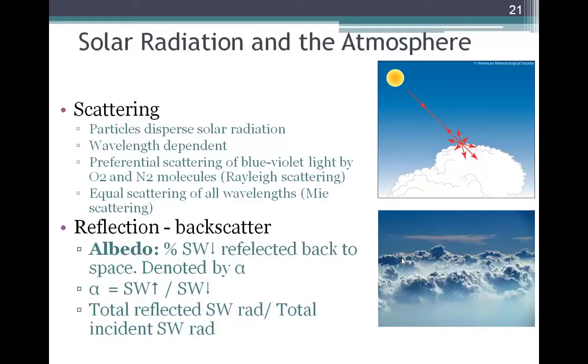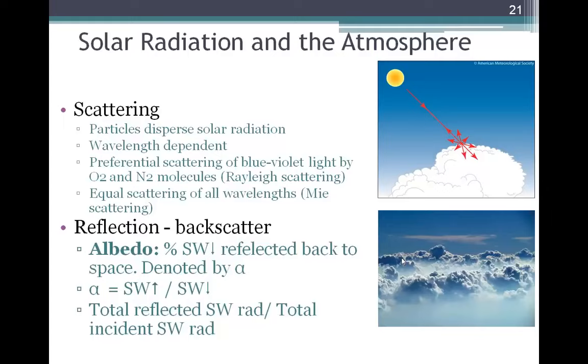Another type of scattering, which scatters all of the wavelengths equally, is called Mie scattering. It's spelled M-I-E, and it's named after the scientist who discovered it. A good example of Mie scattering is clouds. Clouds appear white to us, and that's because the particles, the water vapor and other particles that make up the cloud, scatter all of the visible light that's coming from the sun equally. So all the different visible light gets scattered, and our eyes record that as white.